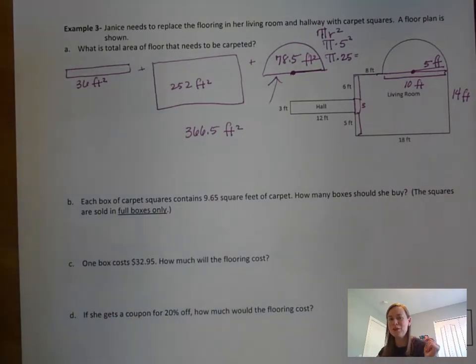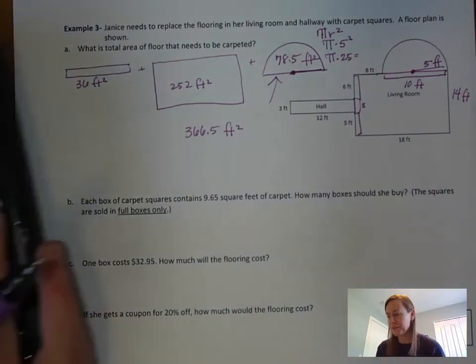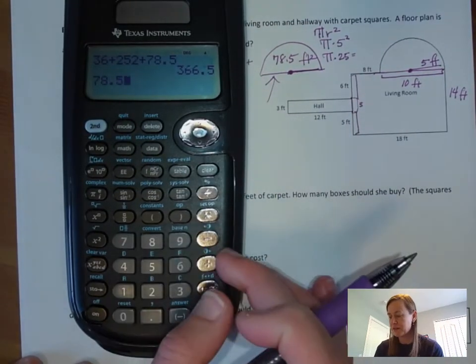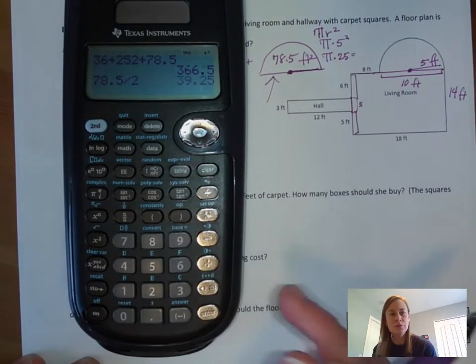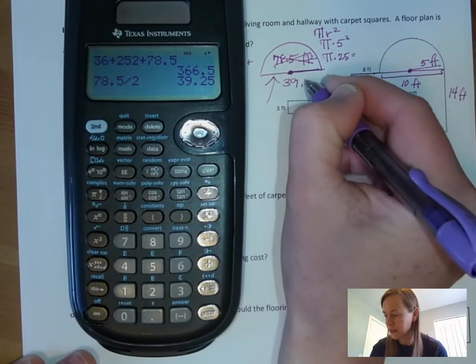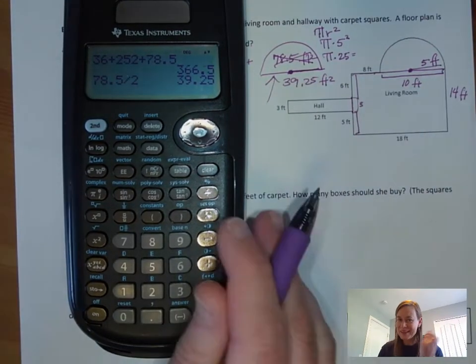Okay, and now the big reveal. What did we do wrong? Well, I found the area of the circle, but it's not a circle, it's a half of a circle, so I better cut that in half, right? Okay, so let's do that. I'm just going to take my 78.5 and divide it in 2. 78.5 divided by 2, and that's going to give us 39.25 square feet.